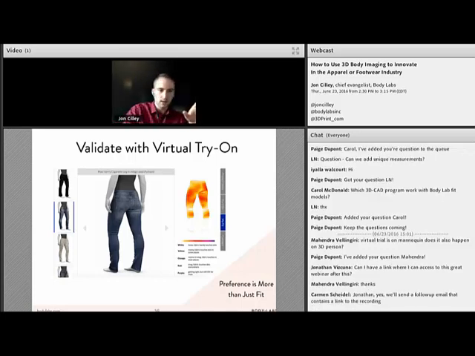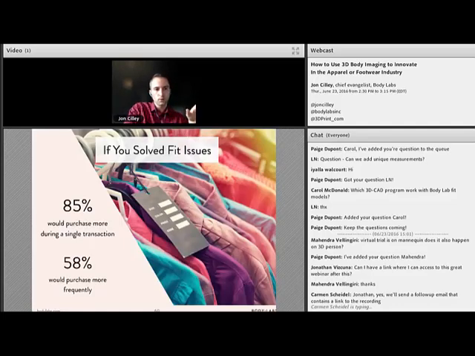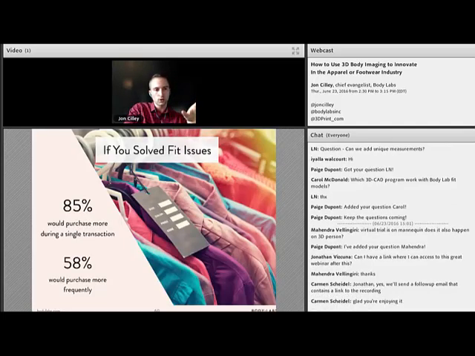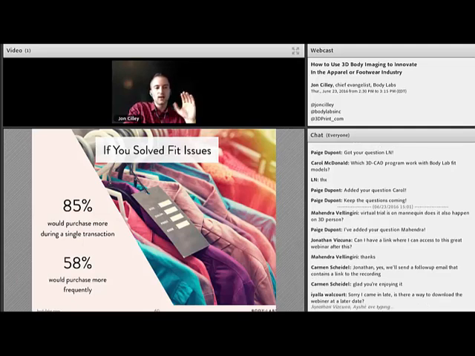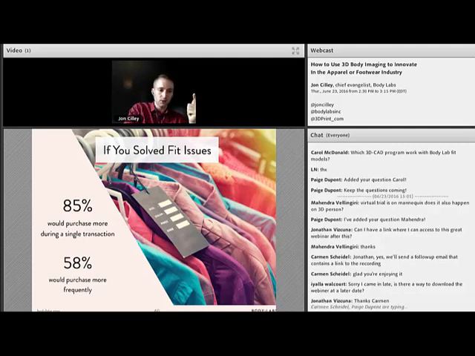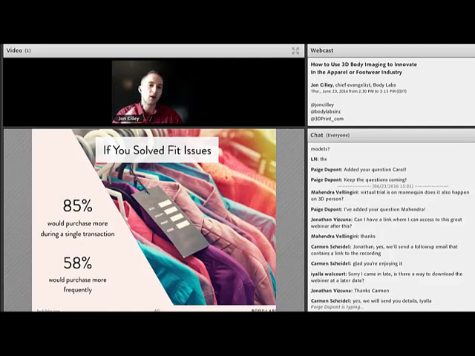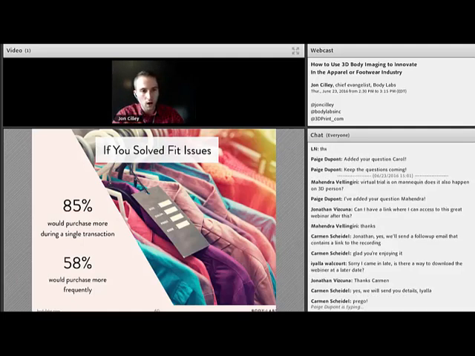Now, with all that said, harking back to the survey, if you solve for fit issues, 85% of consumers said they would purchase more during a single transaction, and 58% said they would purchase more frequently. So if 32% of people are already purchasing once a month, you're going to increase that frequency, and you're going to get higher volume purchases. You're going to drive down the cost of returns, increase conversions, and enable people to shop with confidence online. From my perspective, it's a no-brainer. I'm a little bit biased because I'm here at Body Labs.